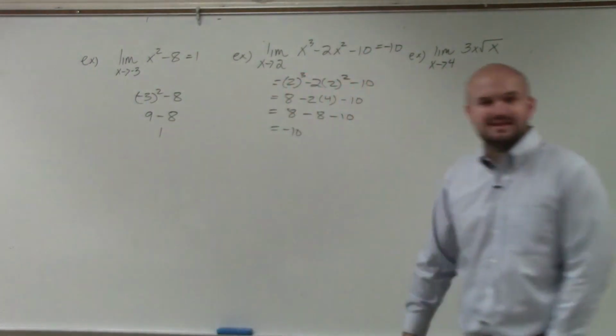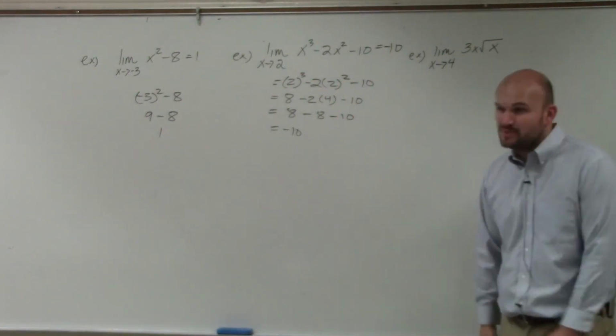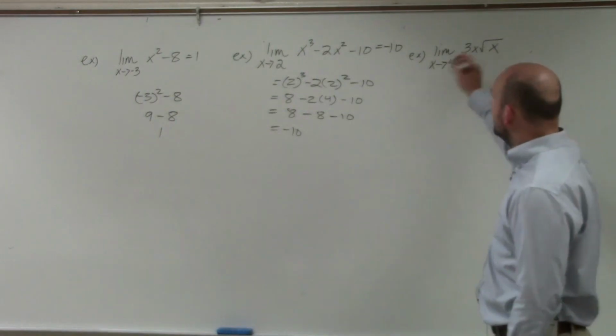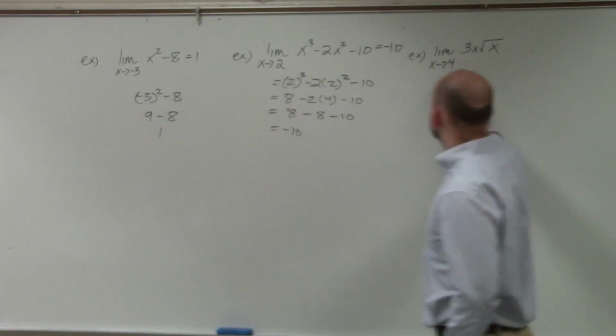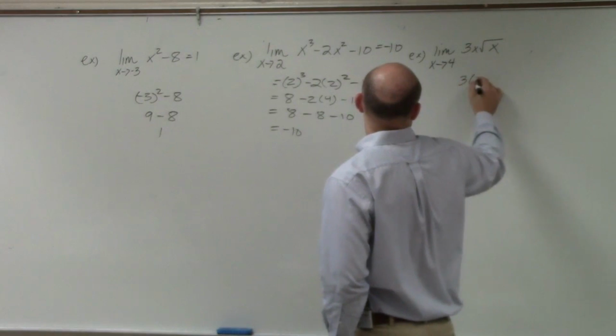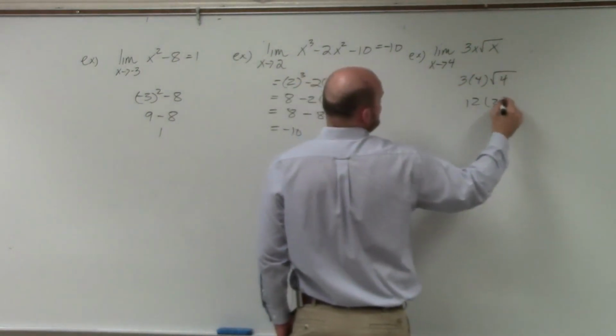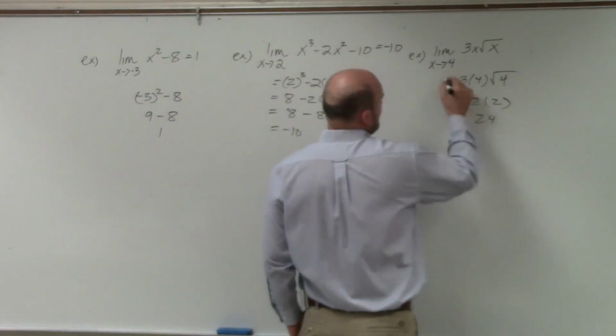Okay. And again, ladies and gentlemen, we can go ahead and graph each one of these, so you can visually see where this is approaching. And then lastly, we have x approaching 4. So we'll just do 3 times 4 times the square root of 4. 12 times 2. 24.